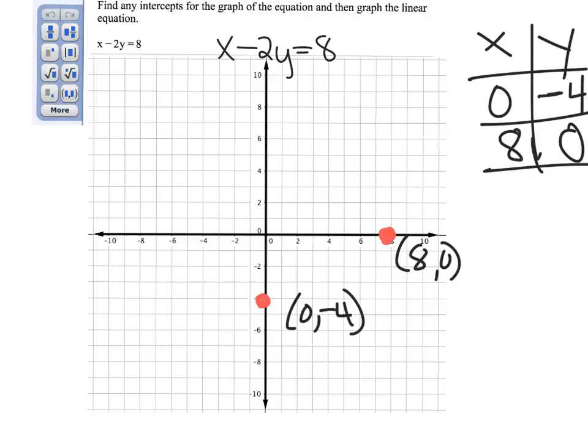And now we have our two points, our two intercepts. We have the x-intercept because it's crossing the x-axis. We have the y-intercept because it's crossing the y-axis, and there is our resulting line.